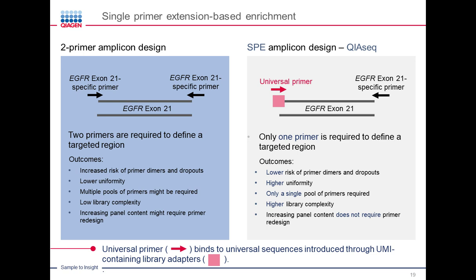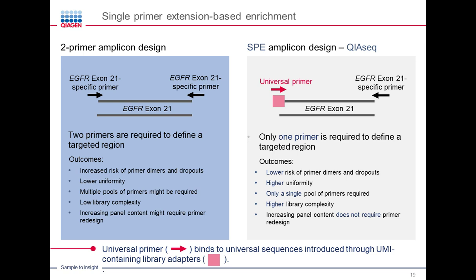Now, while this has been very effective for smaller targets like SNV analysis or hotspot analysis, it has a lot of limitations. You have an increased risk of primer dimers and dropouts, because of the large number of primers required, which also leads to lower uniformity. Multiple primer pools are required to split those primers to maintain a specific library fragment size. It also leads to lower library complexity because you are defining the start and stop position of your amplicons. And increasing the panel content might require a complete primer redesign.